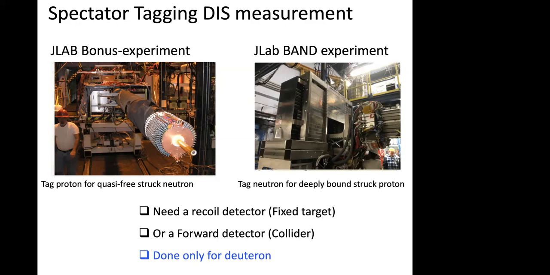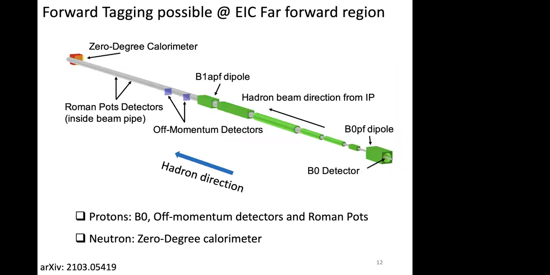But now we go to a collider experiment like EIC, the situation will change significantly. The reason is that at a collider experiment like the EIC, the spectator nucleon also gets accelerated, and it will carry really large momentum as well. And that will make it easier to detect this spectator proton in the lab frame.